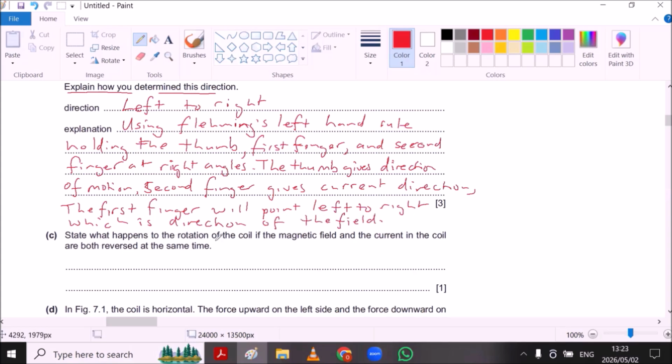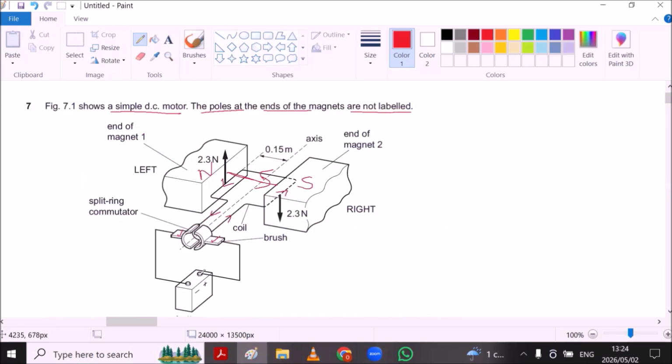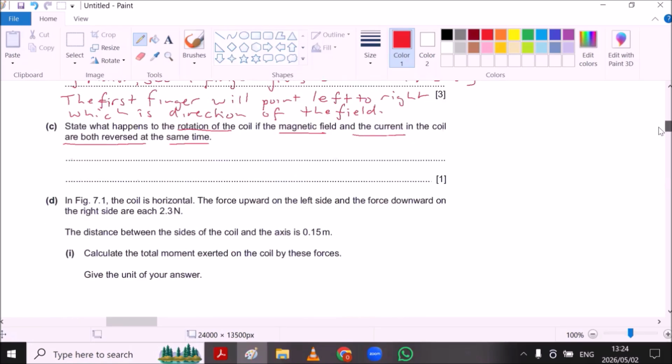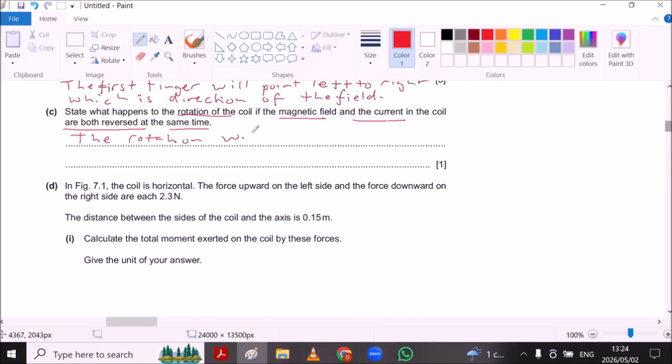State what happens to the rotation of the coil if the magnetic field and the current in the coil are both reversed at the same time. If we reverse this current and we reverse the poles of the magnet, the rotation will still be clockwise. It will remain. But if we change only the current or the magnets, then it will reverse into an anti-clockwise. So now we can say the rotation will remain clockwise.